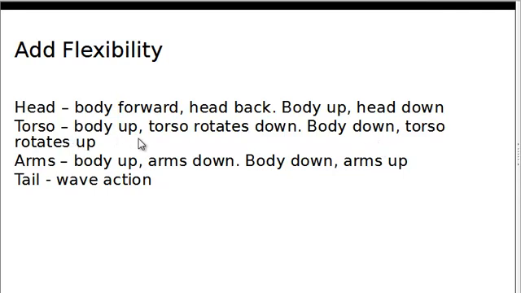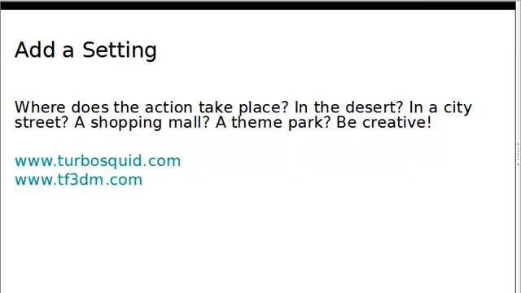The torso, again, will tend to rotate against the motion of the body. The arms will do the same thing. As the body goes down, the arms will tend to go up, and the reverse is true. And the tail, this will be the trickiest bit, we're going to have to get a kind of wave action going, almost like the tail of a fish, which will counteract the main motion of the body.